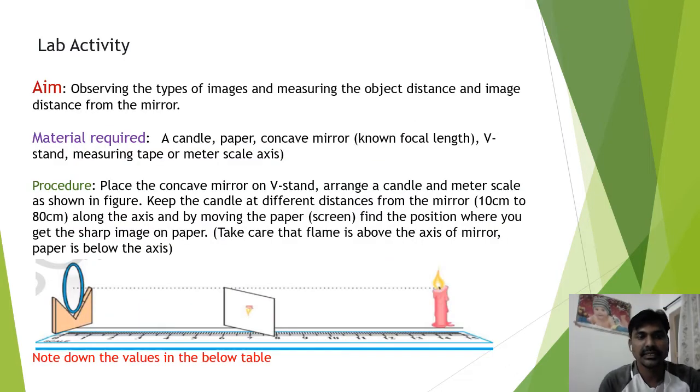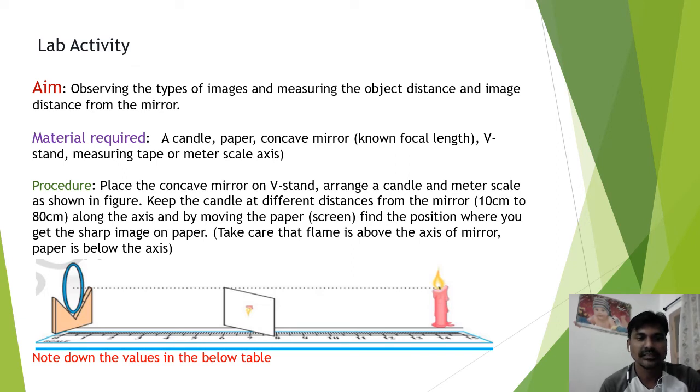Now we see the lab activity. Aim of the lab activity: observing the types of images and measuring the object distance and image distance from the mirror. Materials required: a candle, paper, a concave mirror of known focal length, that means 20 centimeters or 30 centimeters, a V stand, and a measuring tape or meter scale.